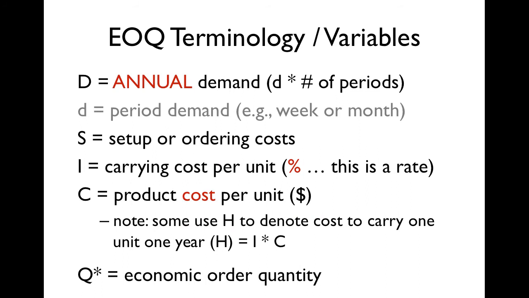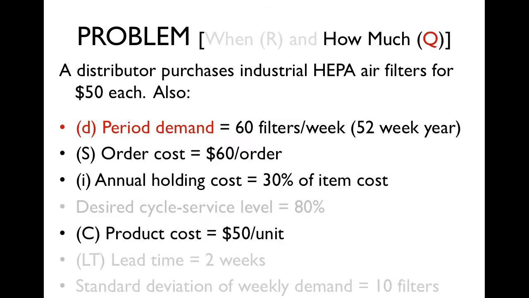So we need some variables to help us solve this problem. Some terminology here: for EOQ, economic order quantity, we need to know the annual demand. Remember, in the problem we were given period demand. That's the small d. Annual demand is a capital D. The setup or ordering costs, and I've grayed out the small d, because while it was a variable provided in the problem, we don't need it for the EOQ solution. So the setup costs we need, or ordering costs. We have to know the inventory carrying cost rate. That's the 30% from our problem. We need to know the cost of the product that we have to buy. And then ultimately we're calculating Q star, the EOQ.